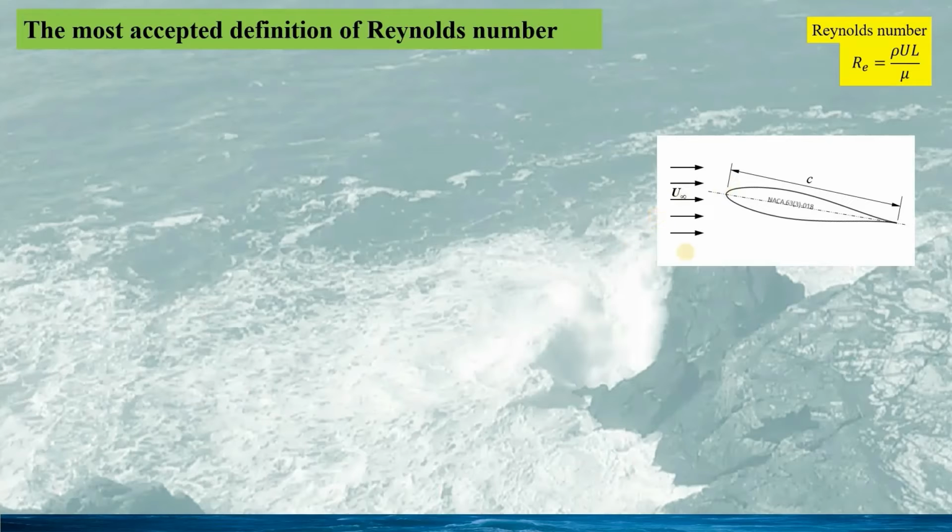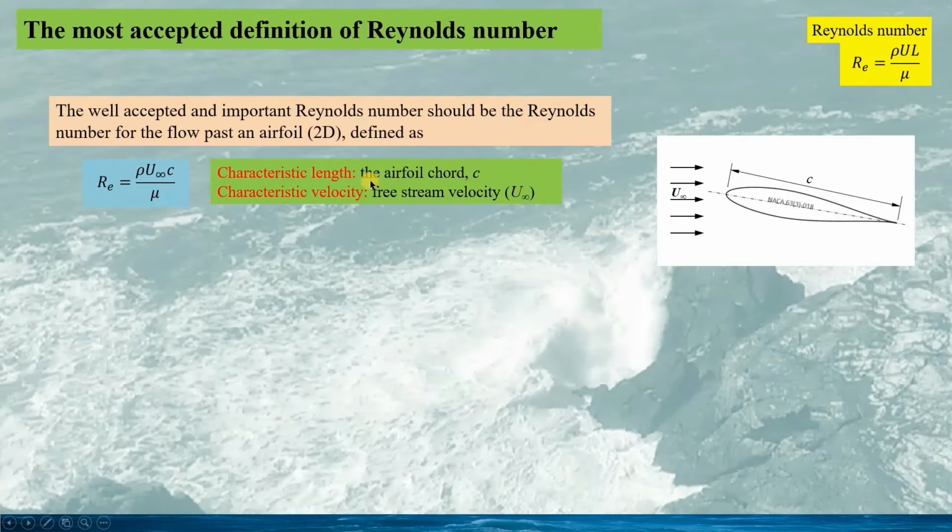How can we define the Reynolds number for a 2D airfoil so that the airfoil performance can be well linked with the Reynolds number of the airfoil? Generally, the well-accepted definition for the 2D airfoil is given by this. Here we can see the characteristic length is the airfoil chord C. The characteristic velocity is the free stream velocity U infinity.